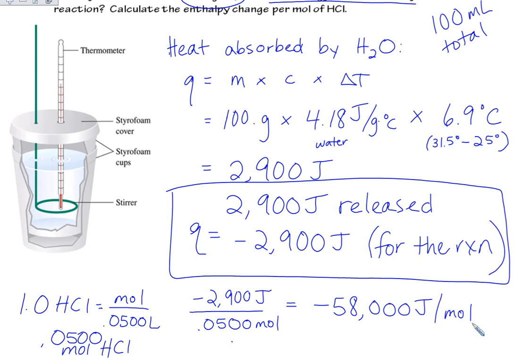Or again, it's kind of common. Sometimes at the end they might specify, hey, we want this in units of kilojoules per mole. And then we'd say, okay, how about negative 58 kilojoules per mole?